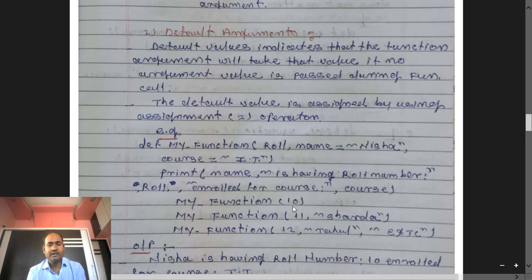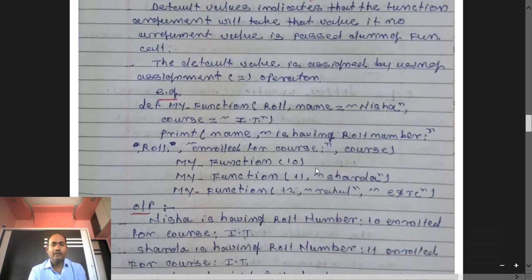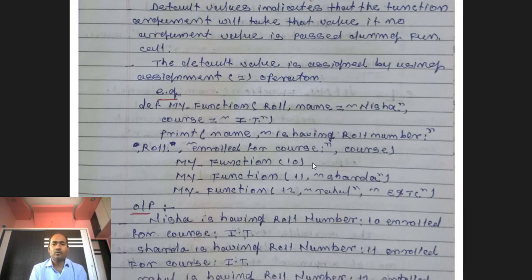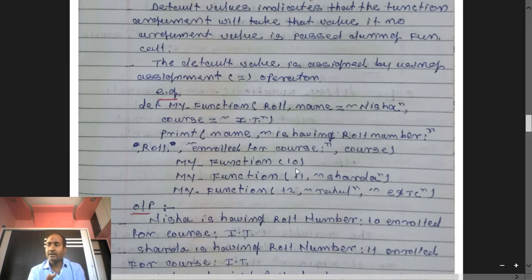my_function(10), my_function(11, Shraddha), my_function(12, Rahul, ANTC). In the first function call we pass only one value, and there are three parameters: roll, name, and course. But here we only pass a single value to the argument, that is 10.